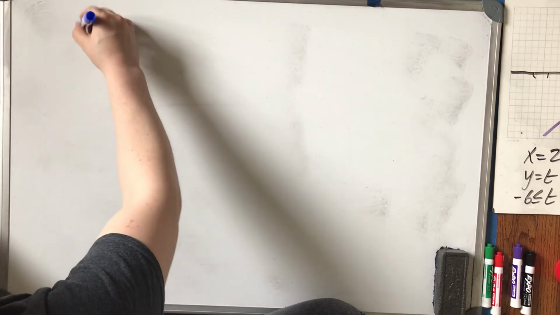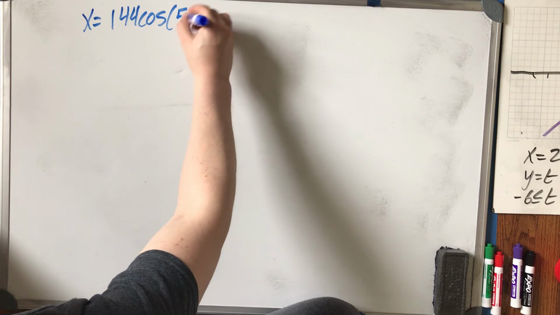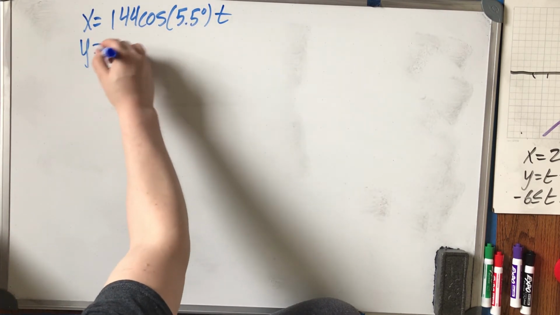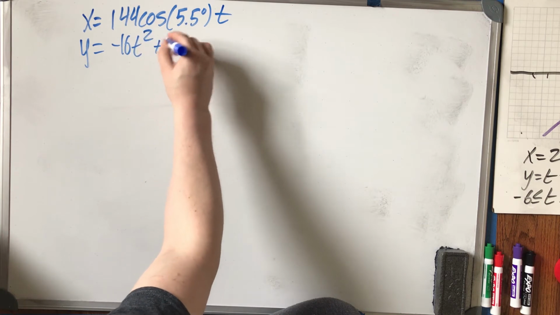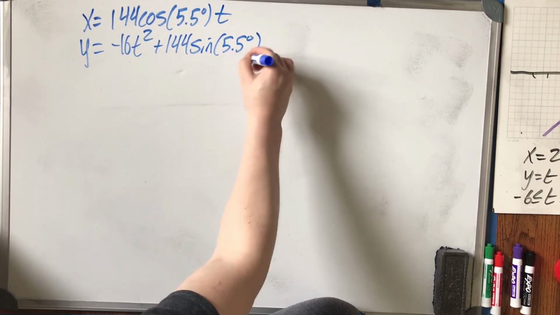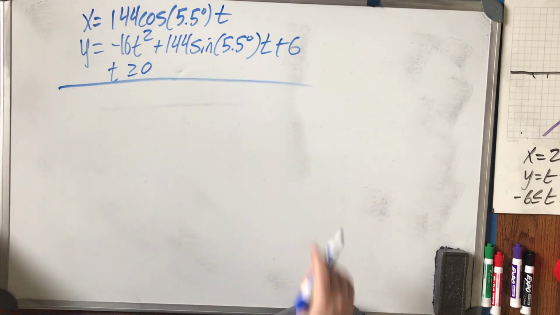A deer hunter shoots an arrow, initial height 6 feet. All right, so we can get the equations going for this. It's going to be x equals 144 cosine 5.5 degrees t. Make sure your calculator's in degree mode. y equals -16t squared plus 144 sine 5.5 degrees t plus 6, when t is greater than or equal to 0. So those are the equations.